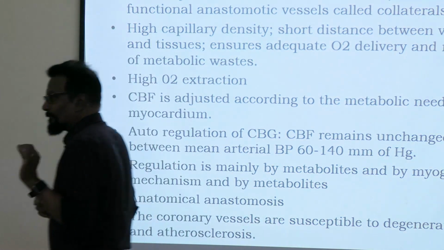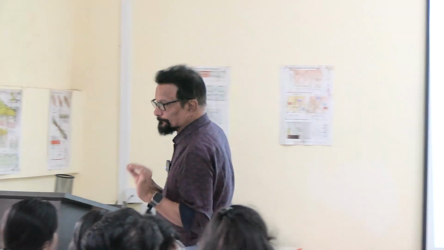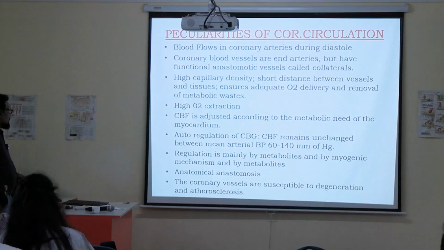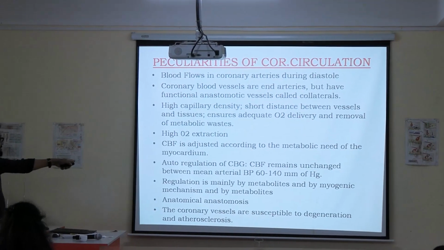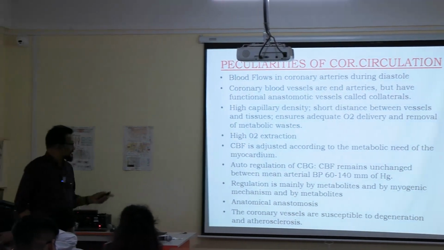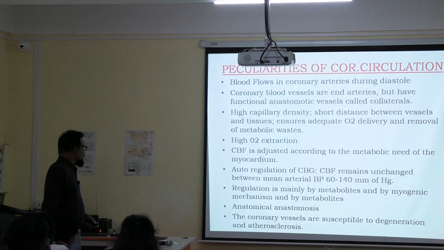So what do you mean? If the question comes, explain the autoregulation of coronary circulation, we will explain two theories. One is the myogenic theory and the other is the metabolites theory. Okay. See, regulation is mainly by metabolites and by myogenic mechanism. It is explained. Next, anatomical anastomosis.